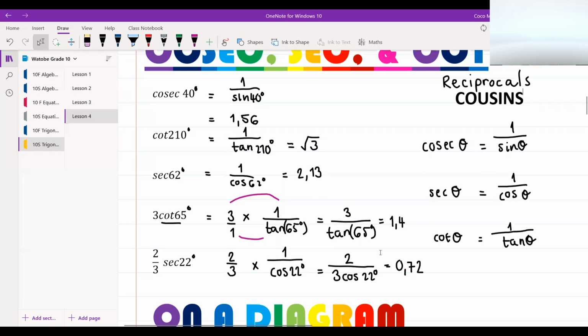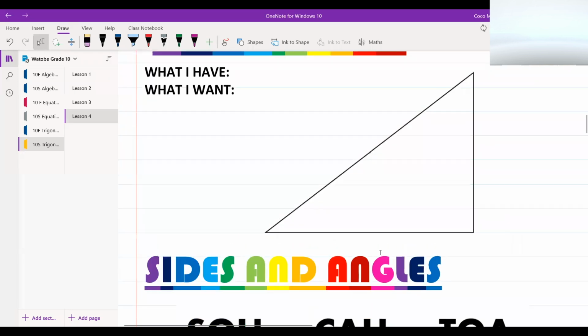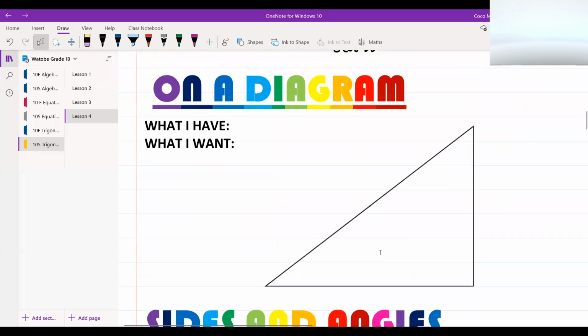All right, let's talk about things on a diagram again. We're going to be using the same idea. Pablo says, does sec equal cos? No, it equals 1 over cos. Sec 62 is equal to 1 over cos of 62. You need to put it in your calculator as 1 over. Thank you, Teacher Nels.